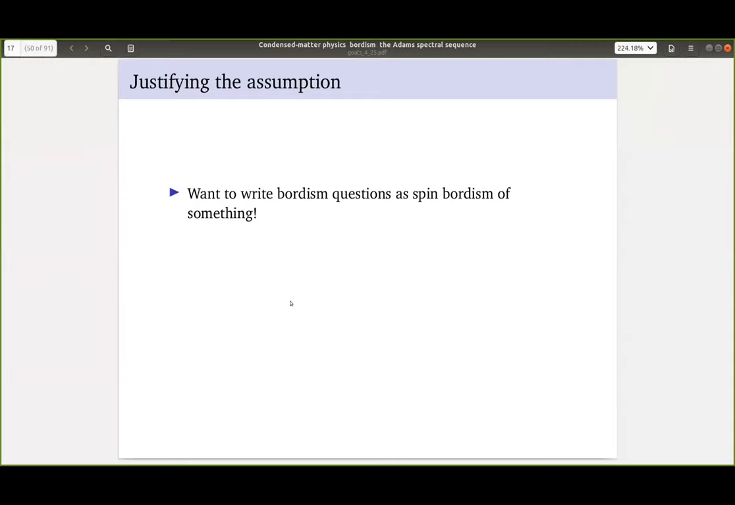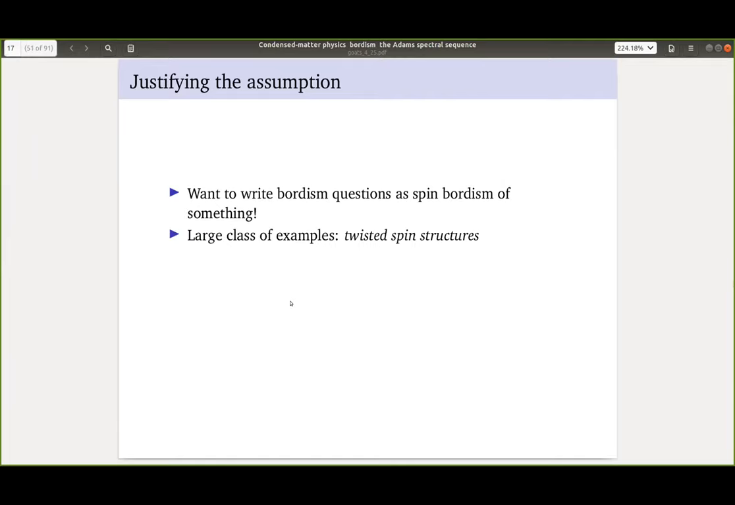So it looked like I put a pretty strong assumption on there. Now I have to write these bordism questions as spin bordism of something. And that's not always going to work. It turns out, depending on the kind of question you ask, this can be easy or hard or impossible. The running example, conveniently enough, satisfies this assumption, and I'll say what kinds of things do.